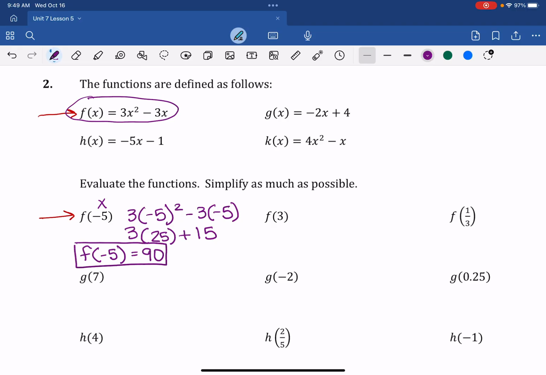Okay, now on the next row, I have g of 7. So I'm going to use the g equation up here. So I'm going to plug 7 in where the x is. So negative 2 times 7 plus 4, and simplify that. So I would get that g of 7, so the function evaluated at 7, equals negative 10.